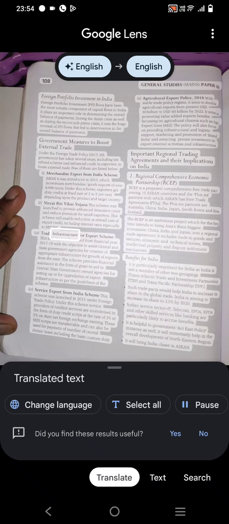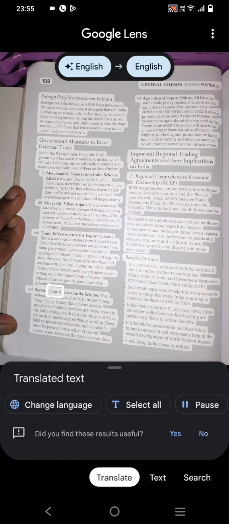III. Trade Infrastructure for Export Scheme. This scheme was launched from financial year 2017-18 with the objective to assist central and state government agencies for creation of appropriate infrastructure for growth of exports from the state. The scheme provides financial assistance in the form of grant and aid to central, state government-owned agencies for setting up or for upgradation of export infrastructure as per the guidelines of the scheme.